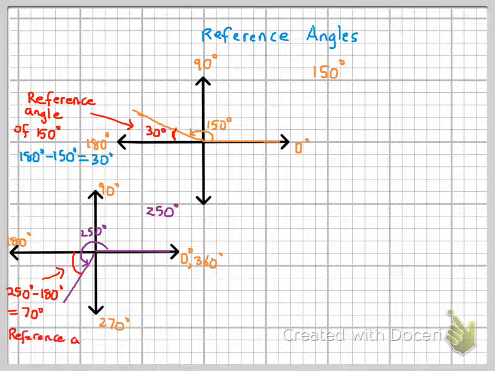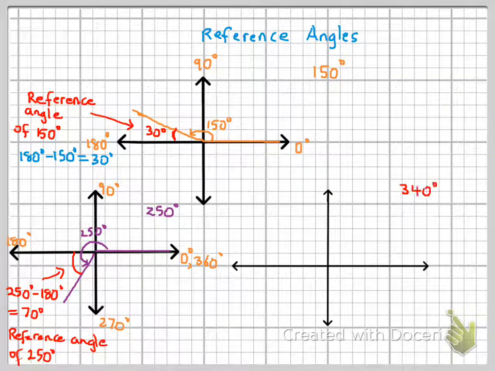We subtract 180 degrees from 250 degrees. So 250 degrees is the big angle. So we subtract 180 degrees, we get 70 degrees. Therefore, the reference angle of 250 degrees is 70 degrees.